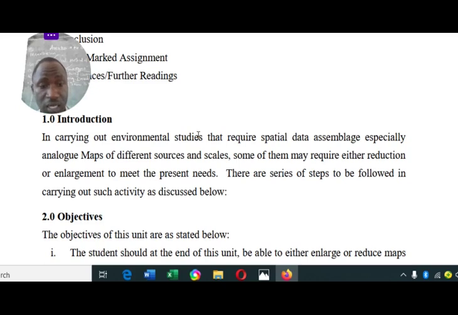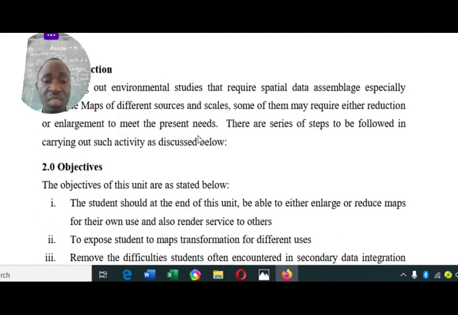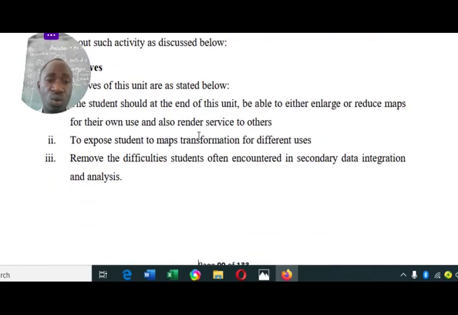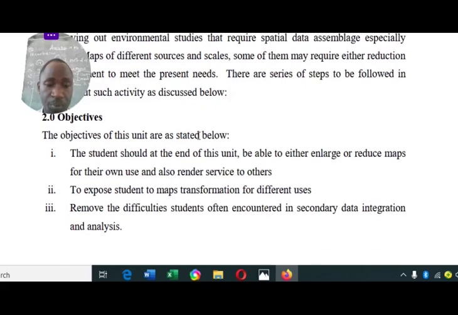Here they are saying that carrying out environmental studies requires spatial data assembly, spatial analogue maps of different sources and scales. Some of them may require either reduction or enlargement to meet the presented needs. They are saying that there is a series of steps to be followed in carrying out such activities in order to come up with reduction or with these maps.